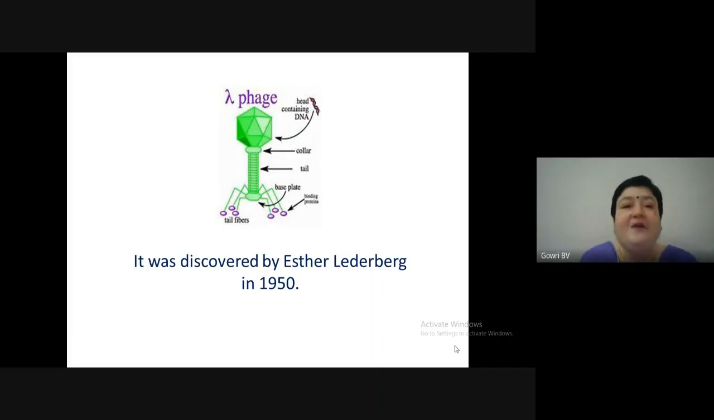The bacteriophage lambda was discovered by Esther Lederberg in the year 1950. I repeat, lambda phage was discovered by Esther Lederberg in the year 1950.